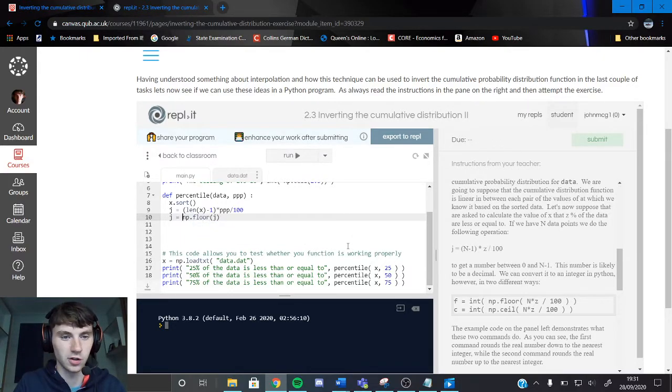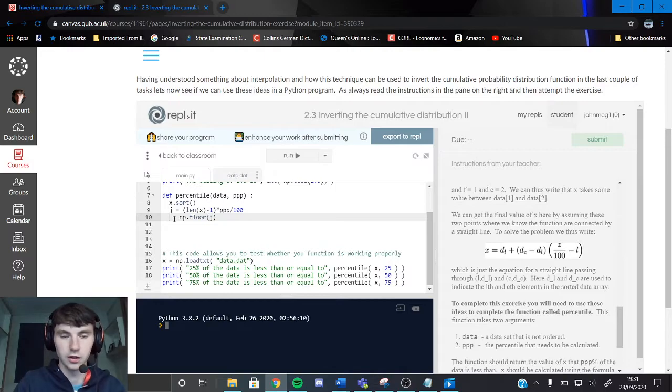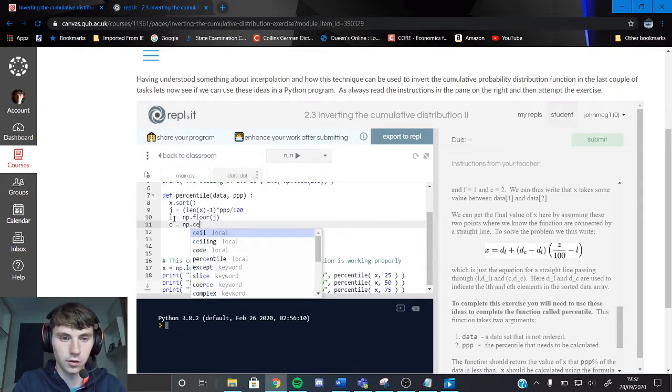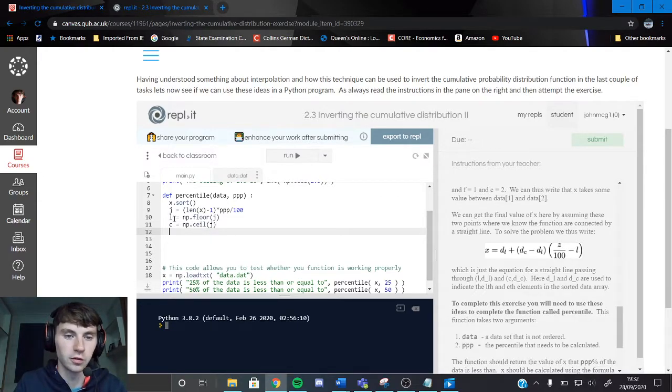I should call it j. I think he called them L and C or something, so we'll keep L and C. So L is equal to np.floor of j. What that does, let's say something is 3.5, the floor of 3.5 is 3. And then for C, we'll call it the ceiling, np.ceil of j. So that's going to be the ceiling of j. The ceiling of 3.5 is 4, for example.